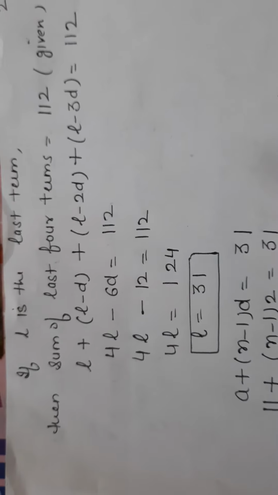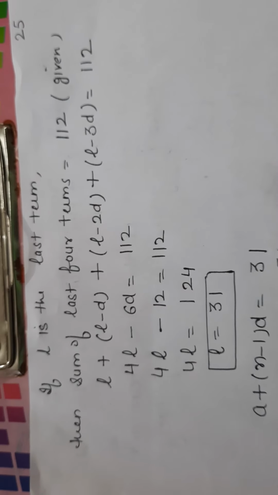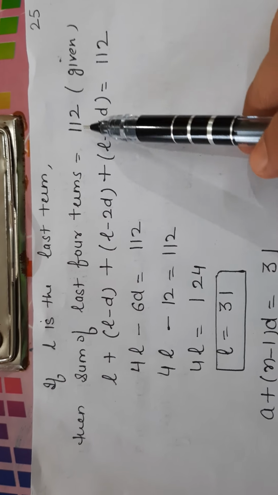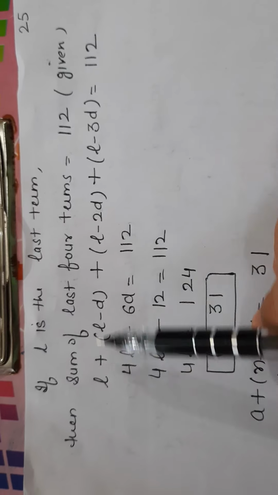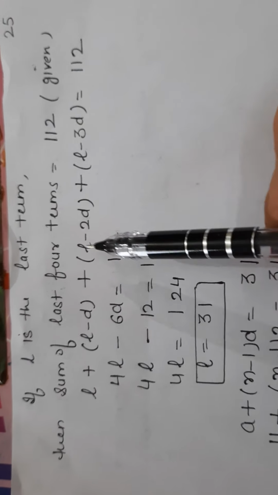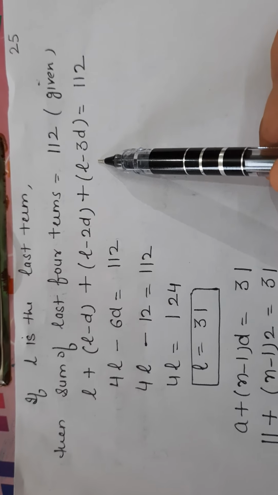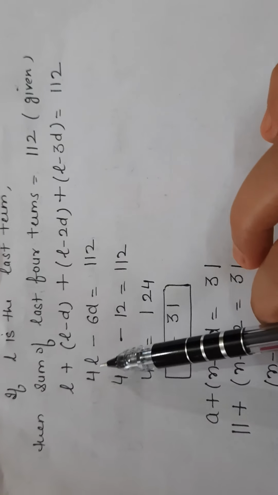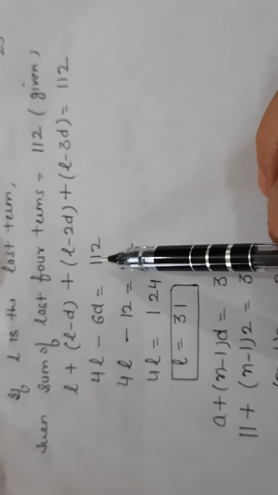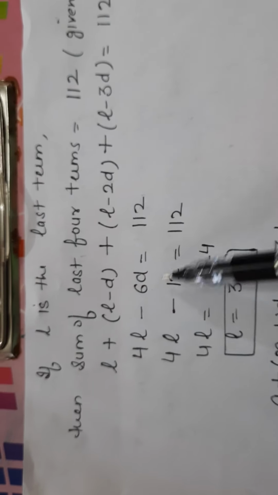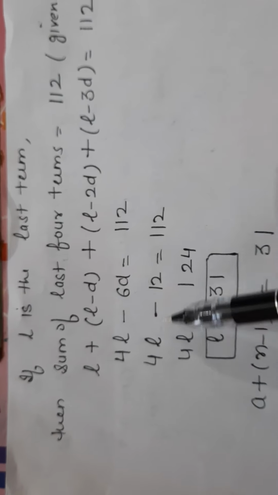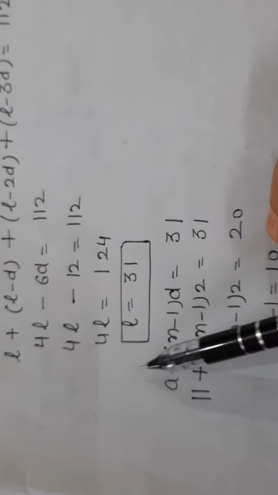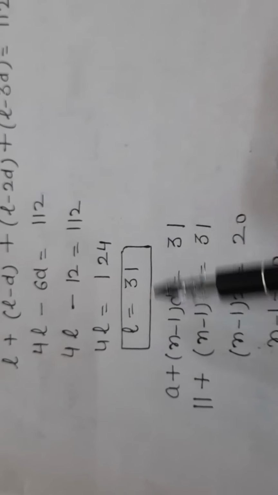Now in this question we are given L is the last term. If L is the last term, then we are given that the sum of last 4 terms is 112. If L is the last term, second last term will be L minus D. The third last term will be L minus 2D. In the same way, previous term will be L minus 3D. So you will get 4L minus 6D is equal to 112. We have calculated D is equal to 2. So 4L minus 12 is equal to 112, 4L is 124. That means the last term is going to be 31.